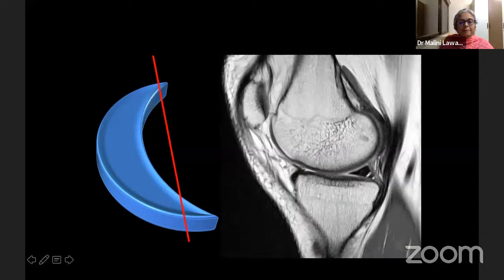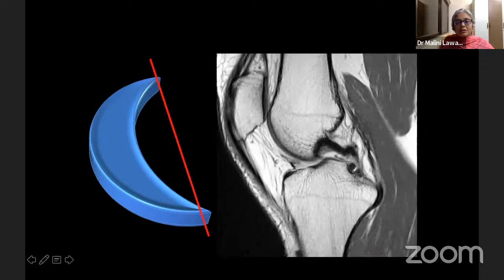Again, we can see here, this is the anterior root where it is attaching to the tibia almost. And this is the posterior horn, which normally shows a sharply angulated triangular appearance. And this is the apex, or the inner free margin.